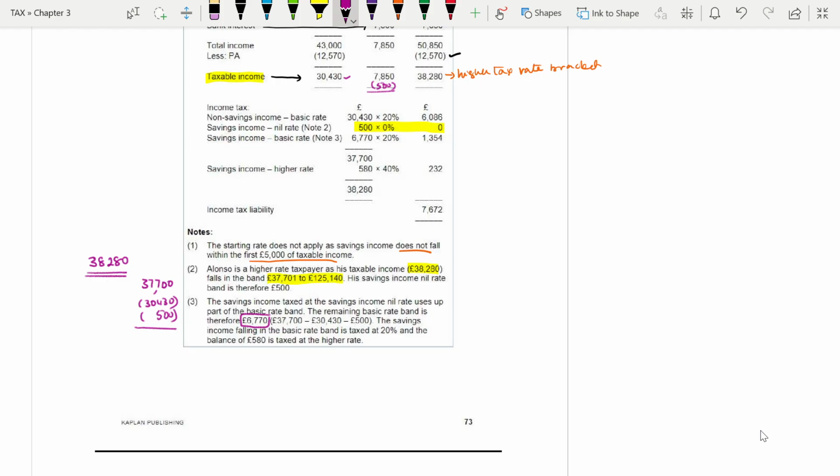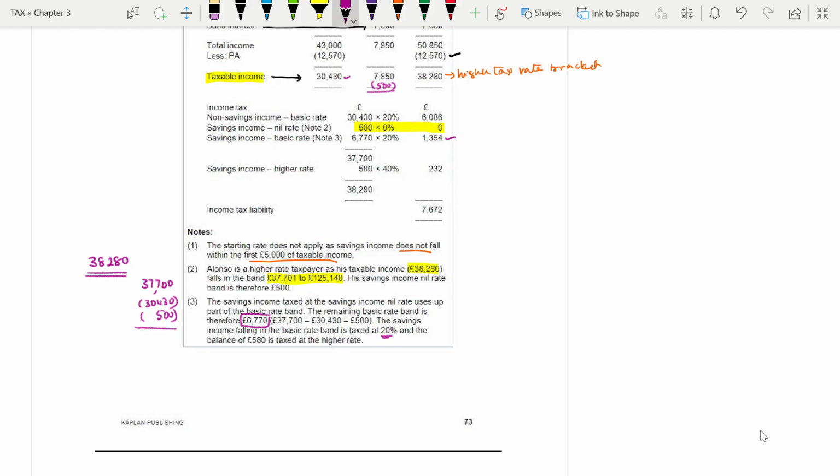This 6,770 is to be taxed at the rate of how much? 6,770 times 20%. How much will come? Basic rate, is it? They are still in the basic rate of 20%. It comes to how much? Now, fine. This savings income falls within the basic rate band at 20%, and the balance, still there is a balance. How much is the balance?